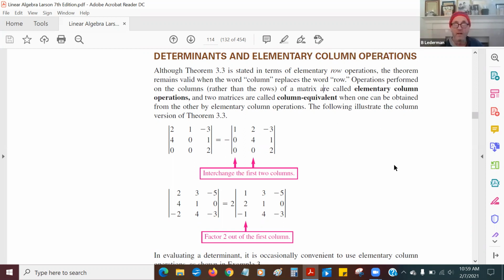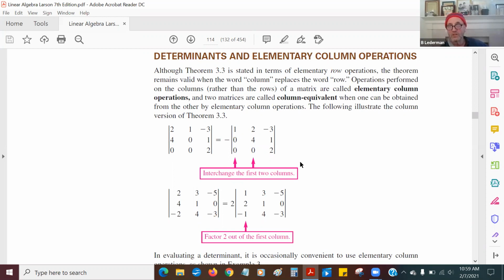Anyway, so where are we here? For example, here's my original matrix, and now I'm interchanging the first two columns. Why? I just decided to do that, but it's actually going to help us.